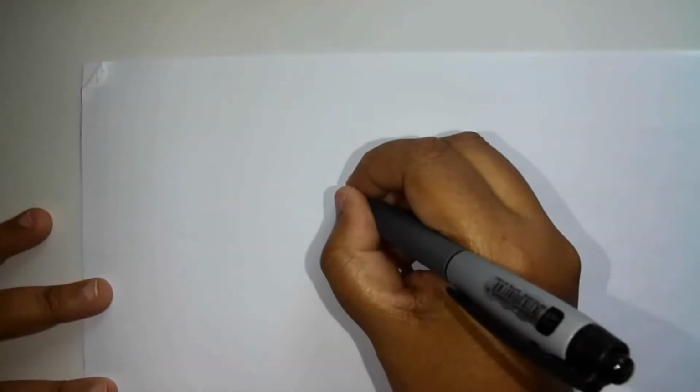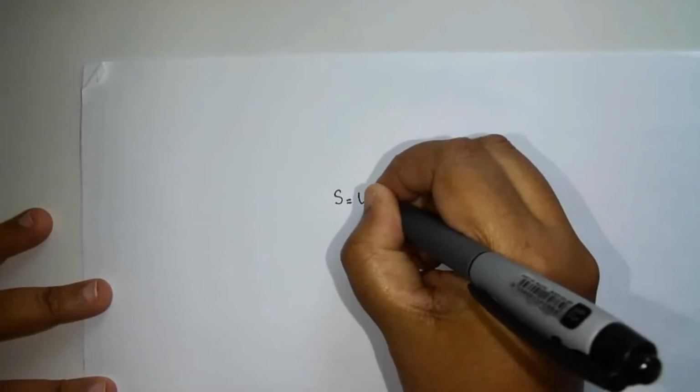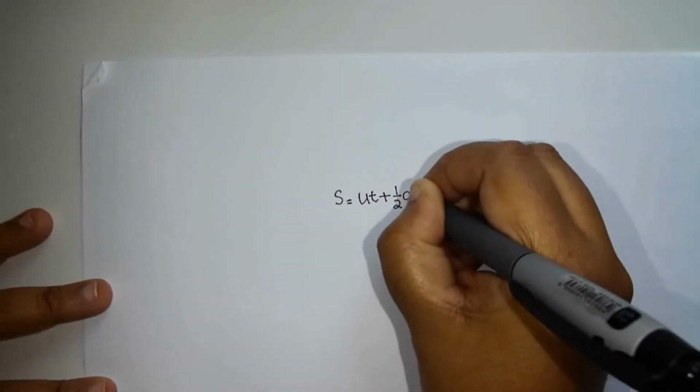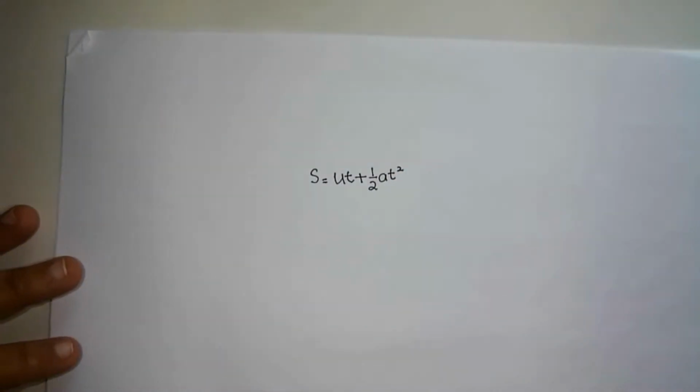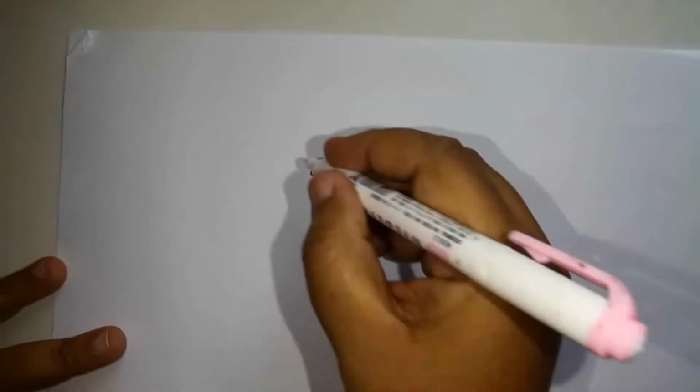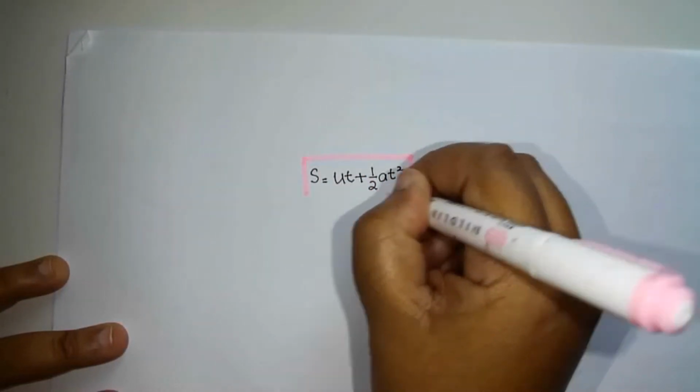Class, today we check the homogeneity of an equation. For example, I have an equation: s equals ut plus half at squared. An equation in physics is true in any system of units. The dimension of a physical equation is homogeneous if all the terms in the equation have the same dimension.